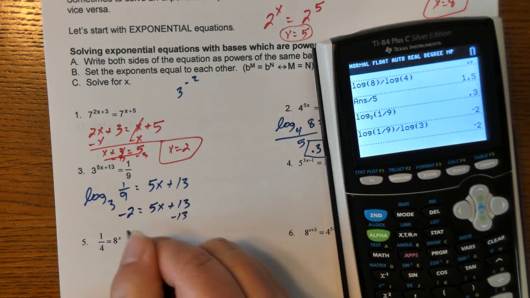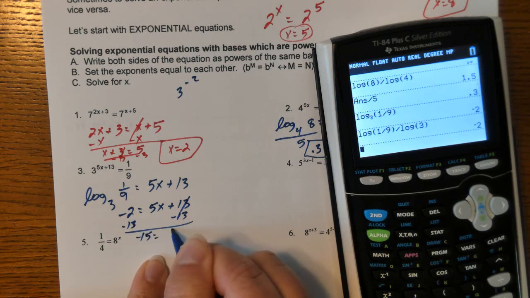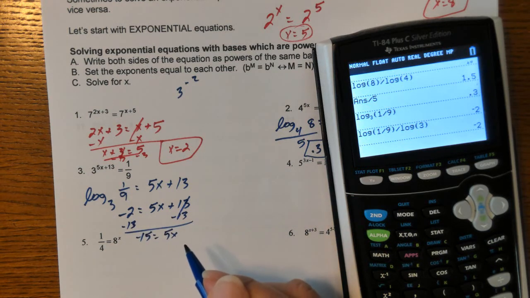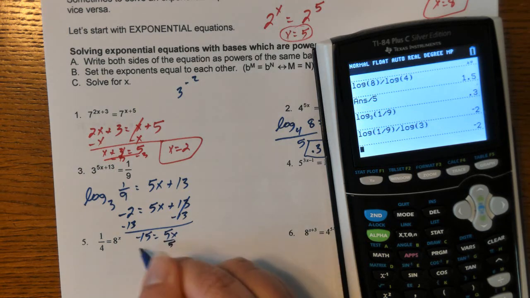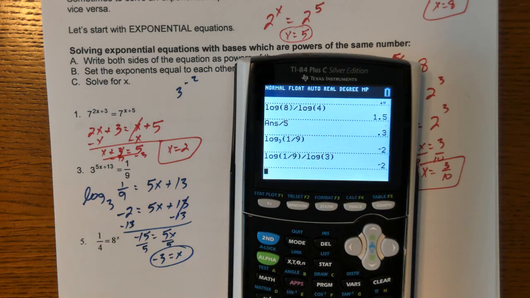So I can minus 13 on both sides. -2 and -13 is -15. -15 is 5x. Divide both sides by 5. -15 divided by 5 is -3. So x is -3. Again, for a check, plug it in.